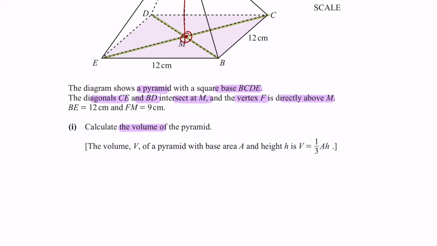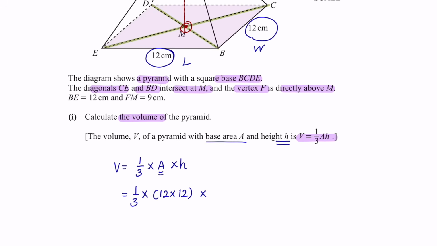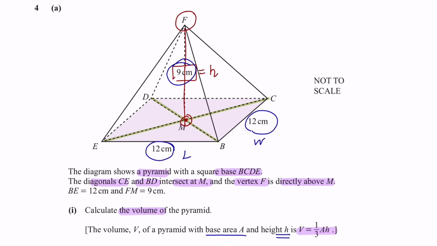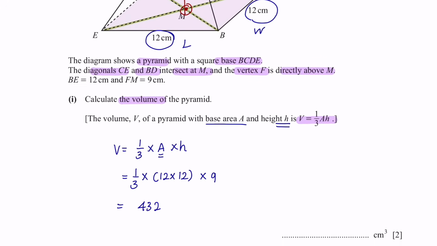They have already given you the formula for the volume. All we have to do is substitute the values. So 1/3 times A. A is the base area. The base area would be the length times the width. And the height for this pyramid is 9 centimeters, giving us a volume of 432.